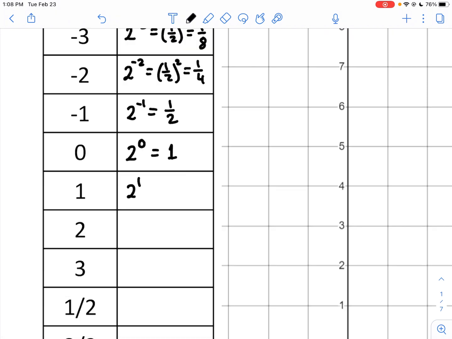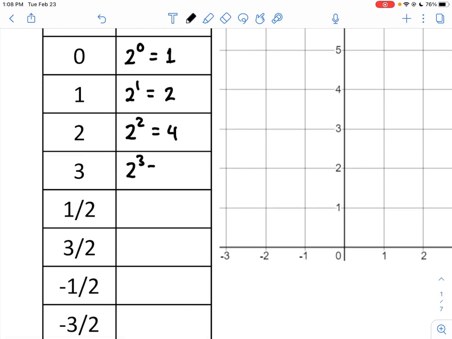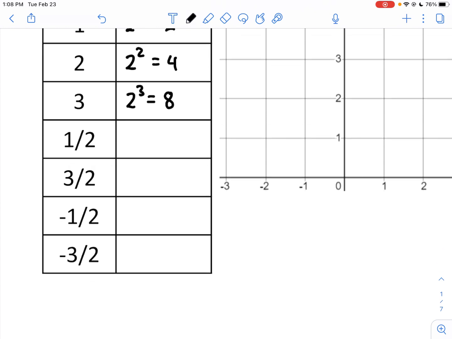2 raised to the 1 will just be equal to 2. 2 raised to the 2 power will give us a 4. 2 raised to the third power will give us a total of 8. And now let's review what happens when we have fractional powers.